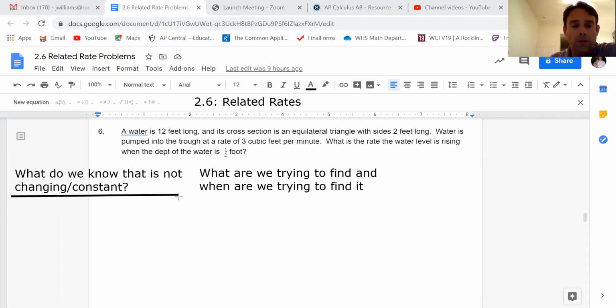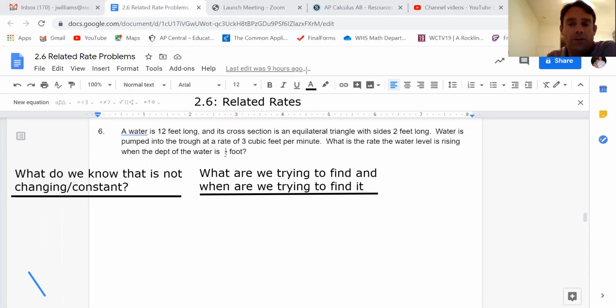All right, so we're going to go through a few of these together. The first thing I'm going to have you guys do is take a look at this shape right here. Walk through this and figure out what you know. Go ahead and pause the video, and then we'll come back and talk.